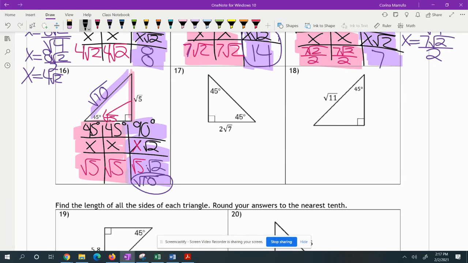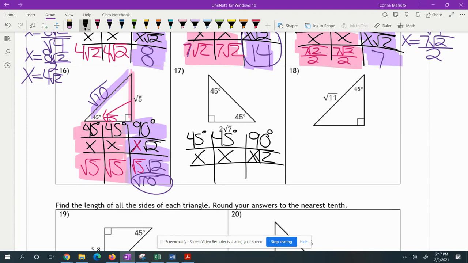All right, the next one. I'm going to do the same thing. We're going to go ahead and set up x, x, and x square root of 2. Okay, and this is 45, 45, 90. Okay, so here, 2 square root of 7, that means this side is 2 square root of 7 because these are our two legs, they're across the 45-degree angles, meaning that they should be exactly the same, okay?